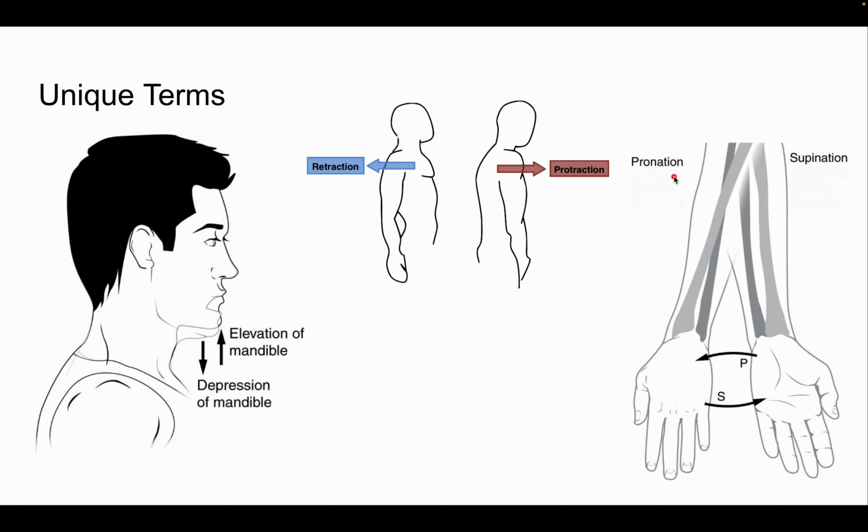If you pronate your radius over your ulna, you're rotating your hand medially. That's called pronation. If you rotate it laterally, that's called supination. So those are unique terms.